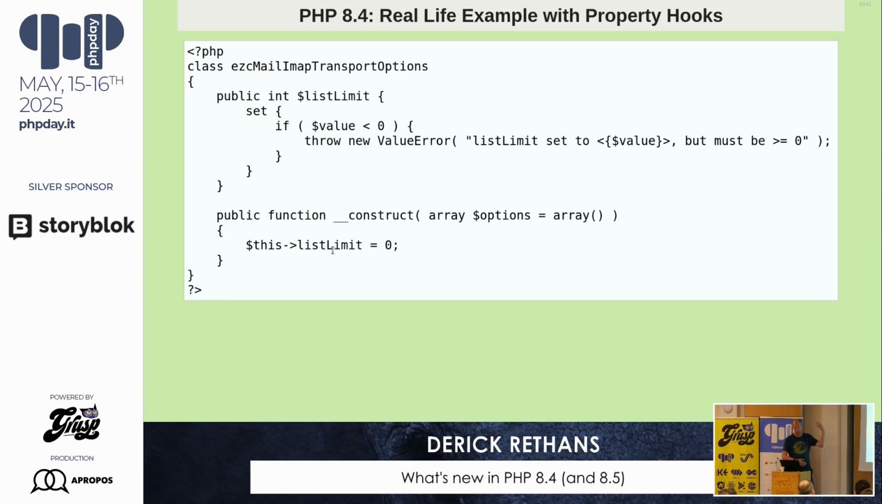Set gets called with the value, and if the value is smaller than 0, then we can throw these value errors ourselves. And of course, the moment you throw an exception, things will stop. The type itself, we don't have to check with isInt anymore, because you can type that directly on a property. So set and get property hooks are actually kind of useful.